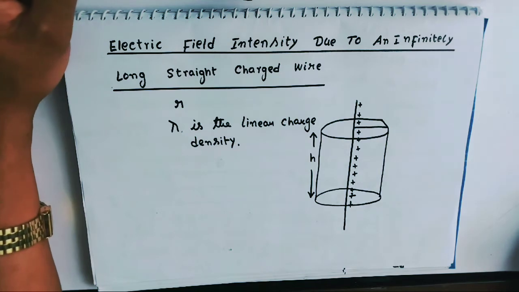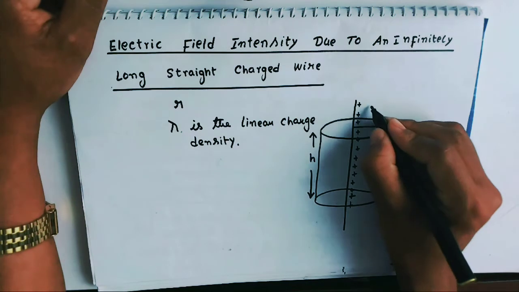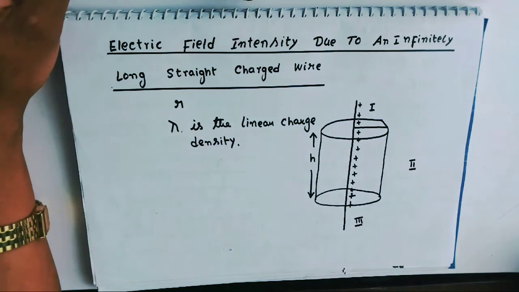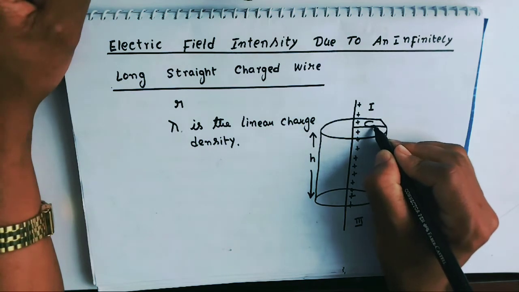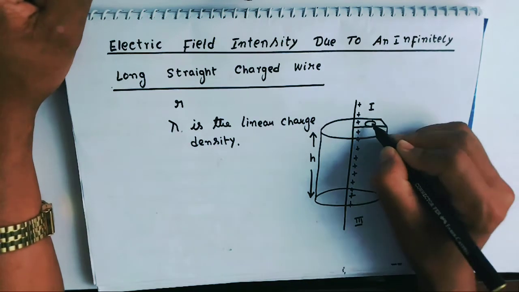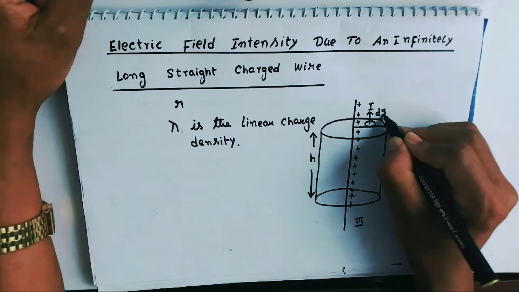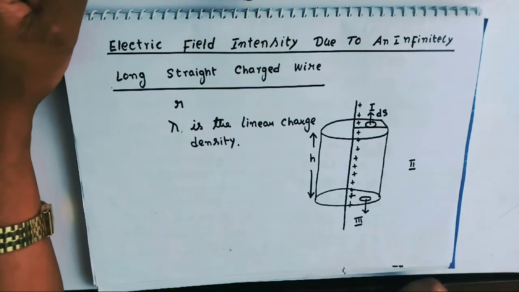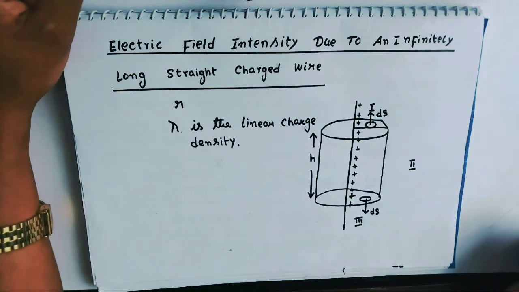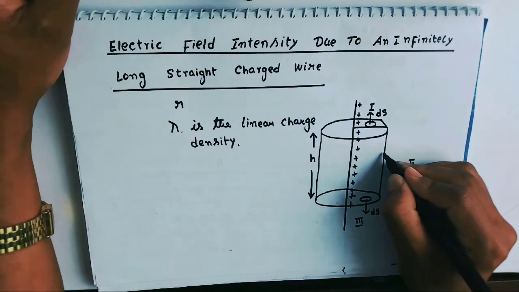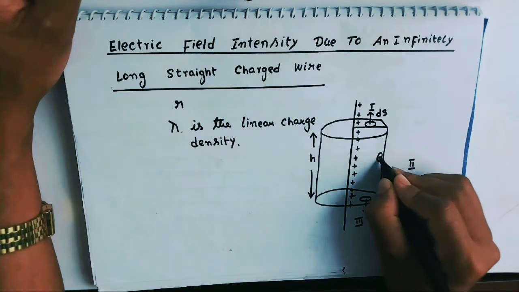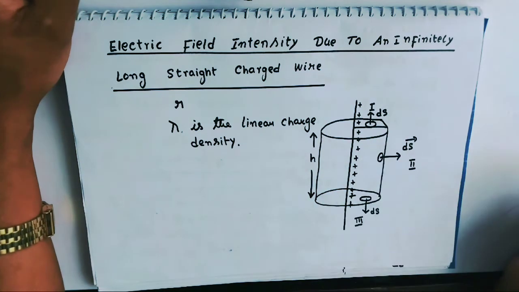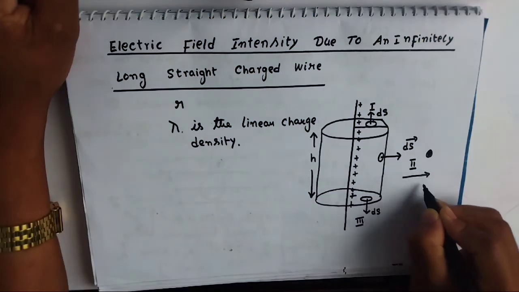So now we divide this Gaussian surface into three regions. Say region 1, region 2 and region 3. So if ds is a small area element of this region 1, the direction of this is this, and here in region 3 the direction of the area is in this direction. If we choose any small portion ds on the curved surface, it is along the radius of the cylinder, and the electric field is also in this direction. So this is E.